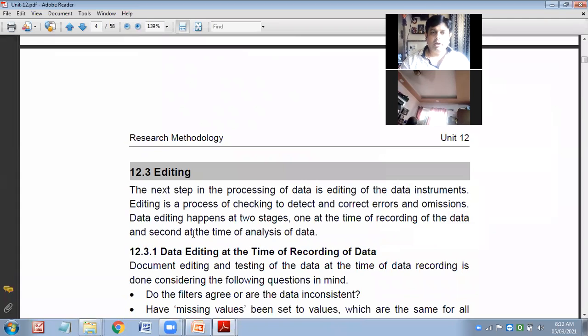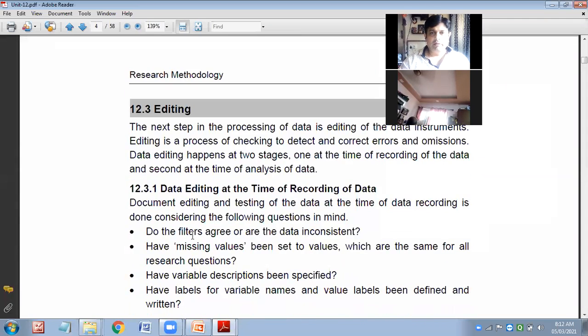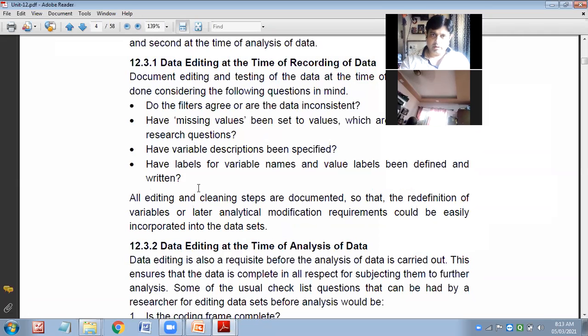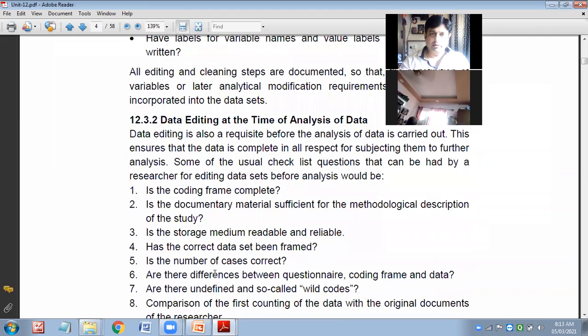What is editing? It is very important: at the time of recording the data, we need to filter the data. What are the missing values? Whether the data which we have collected is going to assist my objective, or the hypothesis we have framed. Is it going to work? Is there any outlier? All these are known as data editing, at the time of recording and also at the time of analyzing.